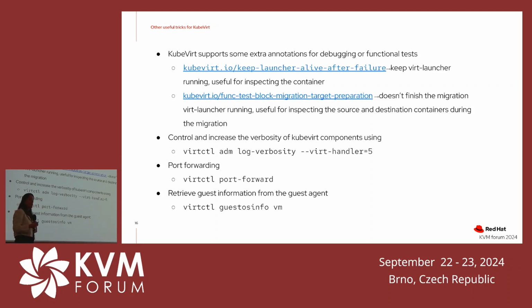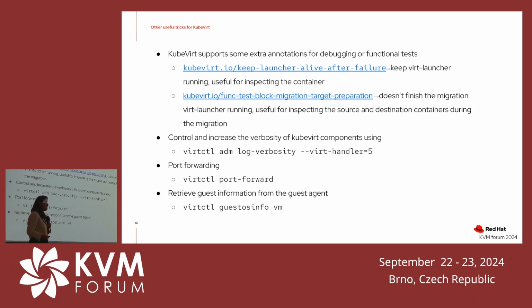KubeVirt supports different annotations, and those two are pretty useful when you want to debug something, maybe your virt-launcher crash. The first one basically keeps the virt-launcher pod running. The standard behavior is usually that when QEMU exits, virt-launcher also exits. But sometimes you want to inspect the environment. Maybe there is a permission denied or something not set properly. So this is quite nice.